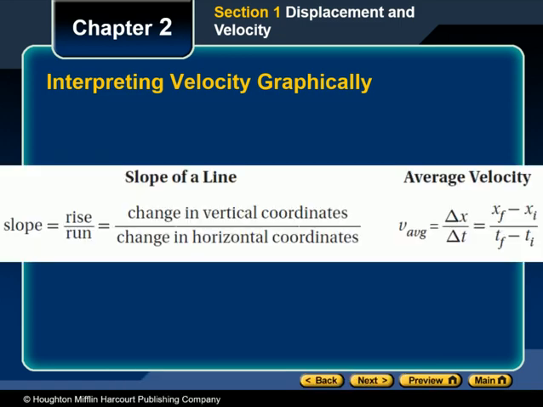For any position time graph, we can also know the average velocity by drawing a straight line between any 2 points on the graph. The slope of this line indicates the average velocity between the positions and times represented by these points. To better understand this concept, compare the equation of the slope of the line with the equation for the average velocity. We see that slope is equal to rise over run, which is equal to the change in vertical coordinates divided by the change in horizontal coordinates.